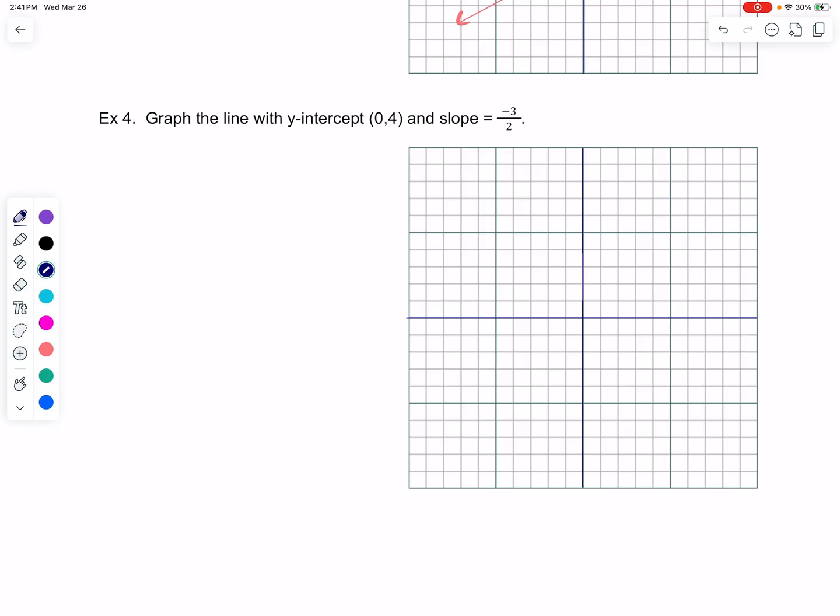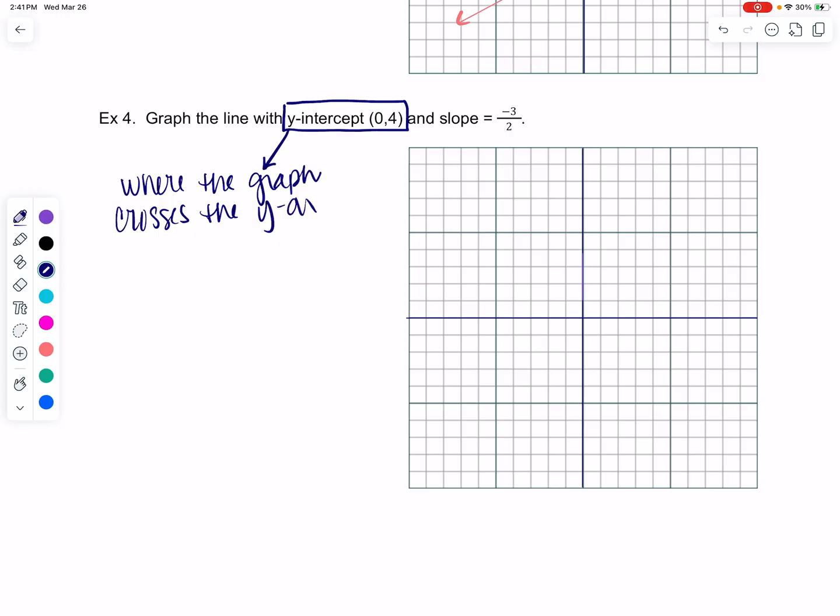We have the y-intercept. Remember that the y-intercept is where the graph crosses the y-axis. So my y-intercept is 0, 4. That means I'm going to start at 0 and go up 4. 1, 2, 3, 4. Now my slope is -3/2.